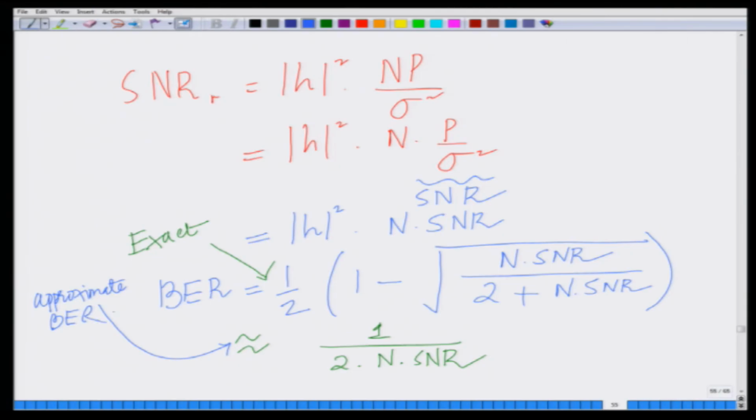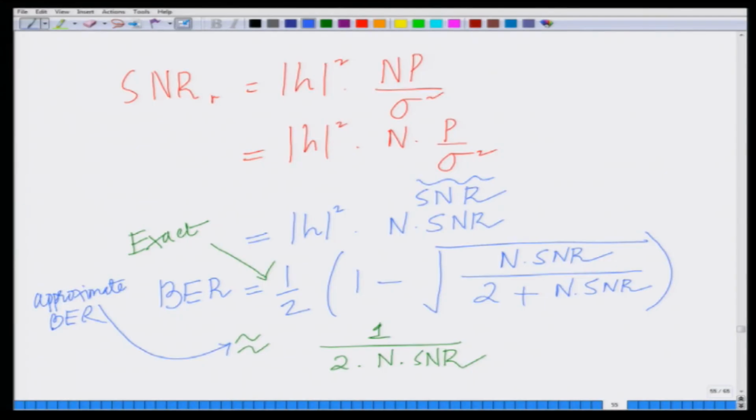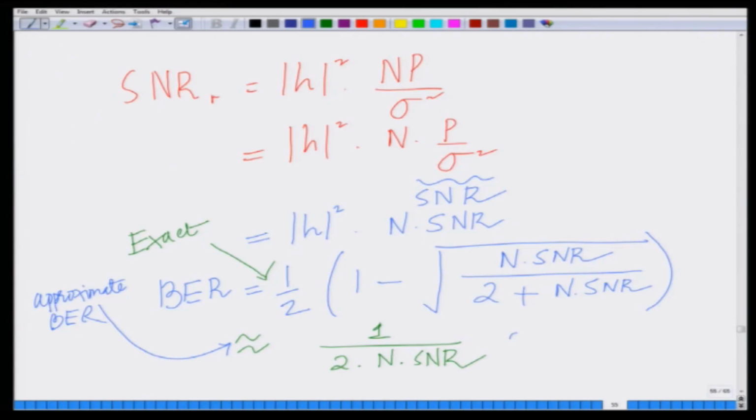bit error rate expression. So, my exact bit error rate of the CDMA system is half times 1 minus square root of N times SNR divided by 2 plus N times SNR, and the approximate expression at high SNR is 1 divided by 2 times N times SNR. This is valid at high SNR. So, this is the bit error rate expression for the CDMA system.